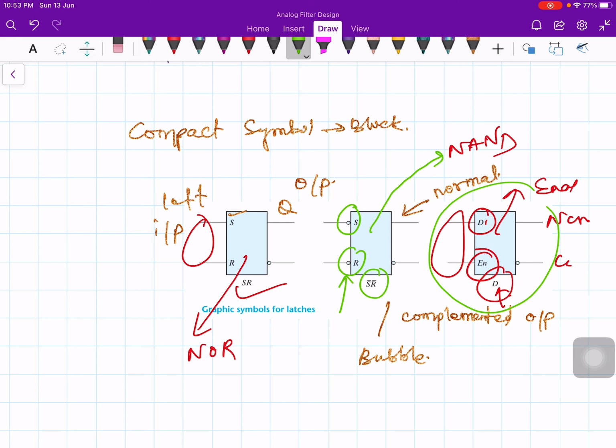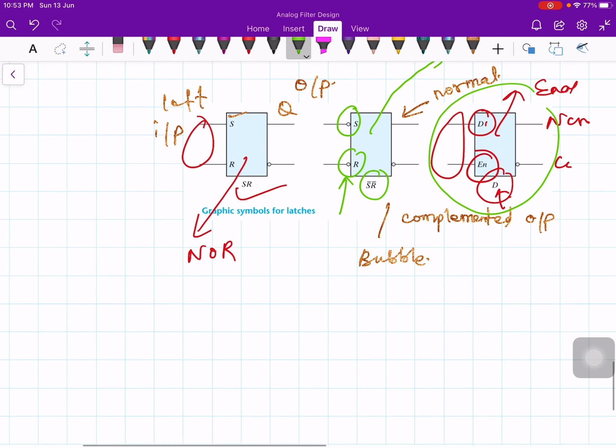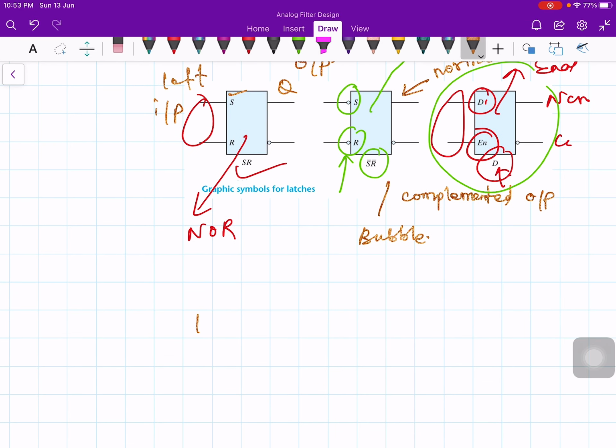Okay, so let me stop here. In the next lecture we will start flip-flops. We are going to discuss flip-flops. So this is also a storage element. In fact, this is the one we are going to use in practice. So till now, whatever we have discussed, these are all basics or fundamentals.